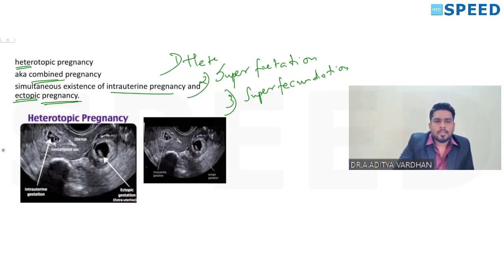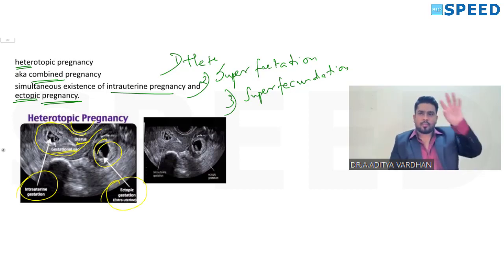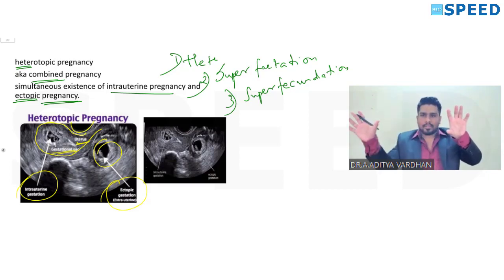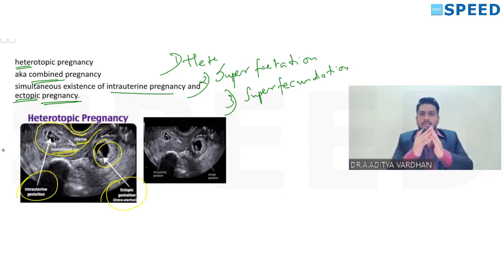When you look at the ultrasound image, this is the transvaginal ultrasound probe. You are able to see the uterus showing the gestational sac, a normal gestational sac, which is the intrauterine gestation. Also, you are able to see an ectopic gestation, extrauterine. One pregnancy inside the uterus, normal, and another pregnancy outside the uterus, which is ectopic. These two things are called heterotopic pregnancy or combined pregnancy.